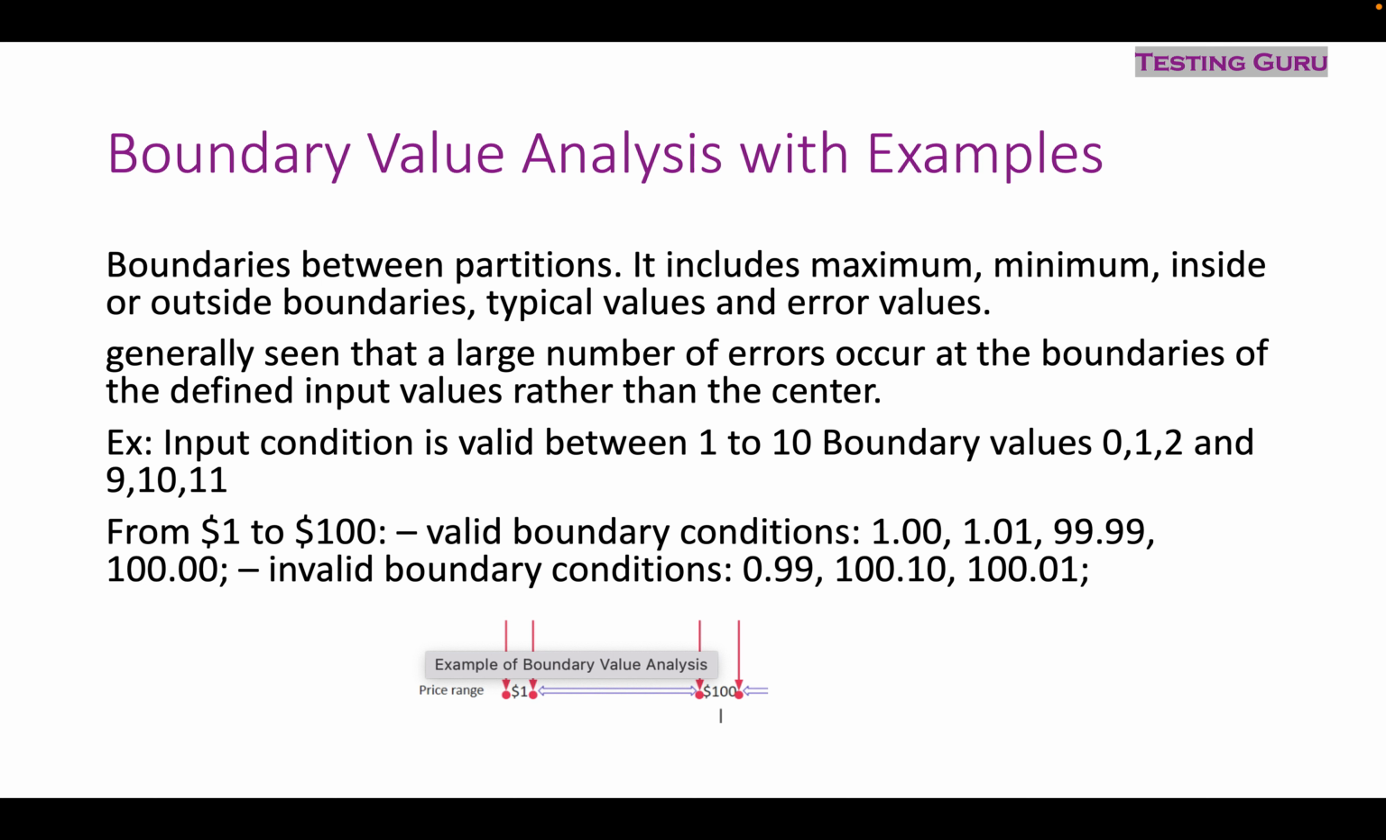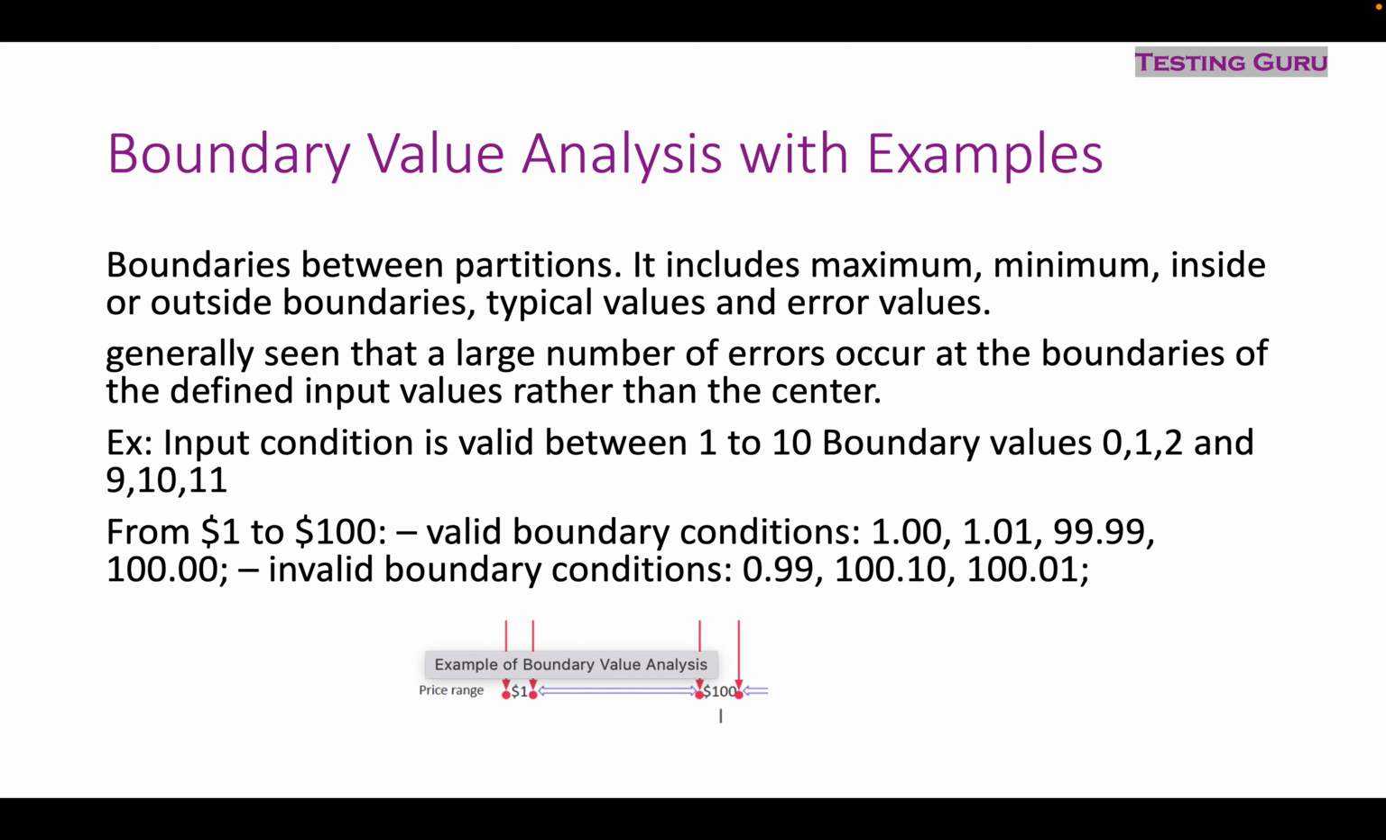The same way, if we are checking particular dollar fields, for example, if you have $1 to $100, the valid boundary conditions are: $1 should be accepted, and if we have 1 cent more, like 1.01, that also should be accepted. And also we need to check 99.99, that is below the 100, that should also be accepted. And also 100, when we give 100, that also has to be accepted.